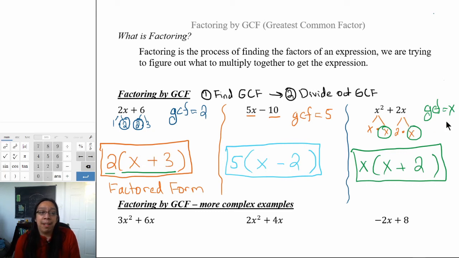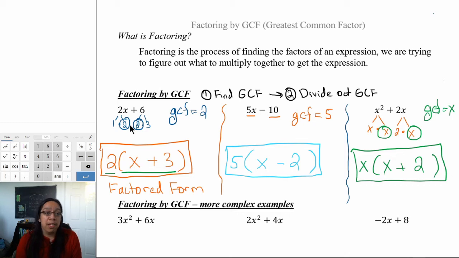Keep in mind that the GCF doesn't necessarily just have to be a number. Sometimes your GCF can be a variable too. And sometimes it might be a combination of the both. So what's the big idea with factoring by GCF? First you're finding the greatest common factor, and then you're starting the division process of dividing every single term by the GCF.